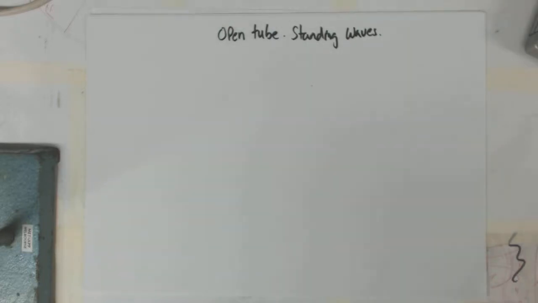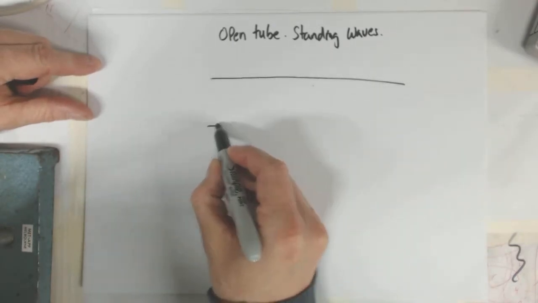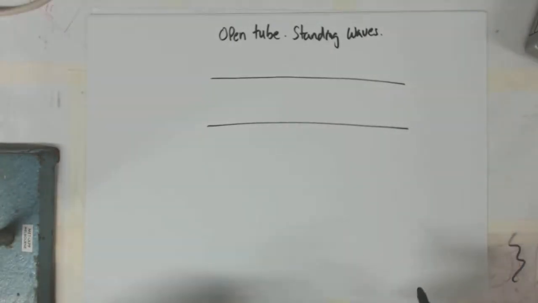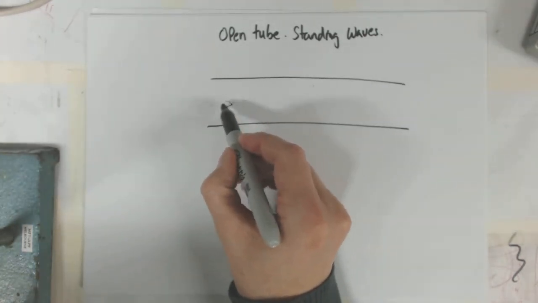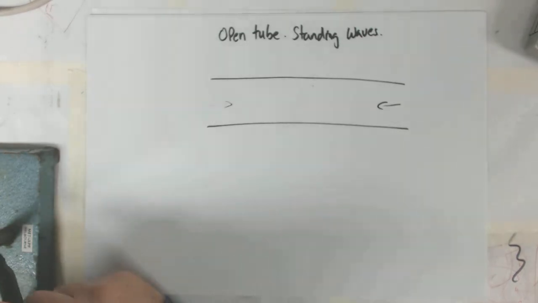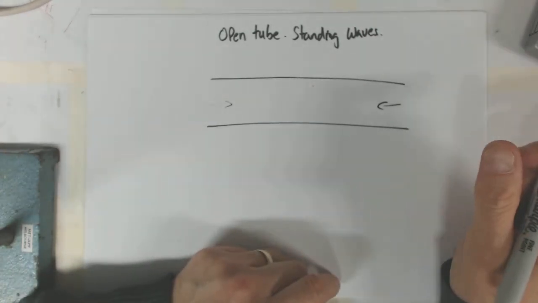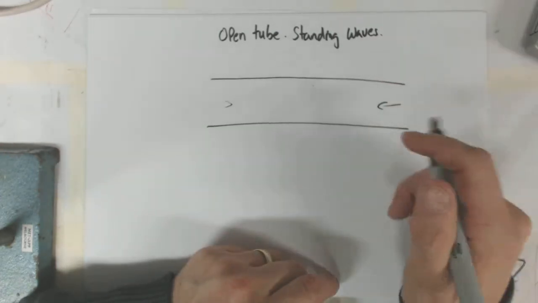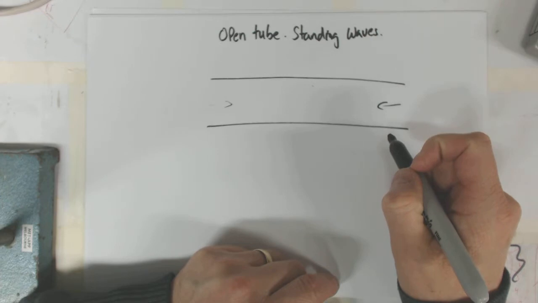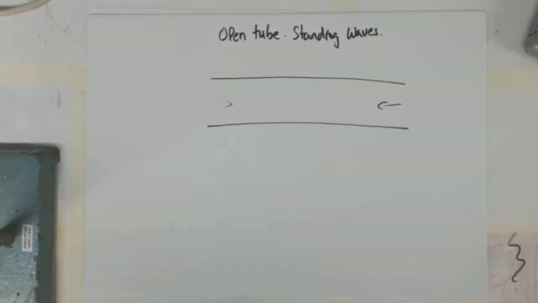What I want to look at here is just a brief discussion, if you like, on standing waves in an open tube. Hopefully you've already learned the basics of this: a standing wave is a wave moving this way and a wave moving that way, same frequency, same wavelength, same speed, same amplitude, same everything. So two waves.